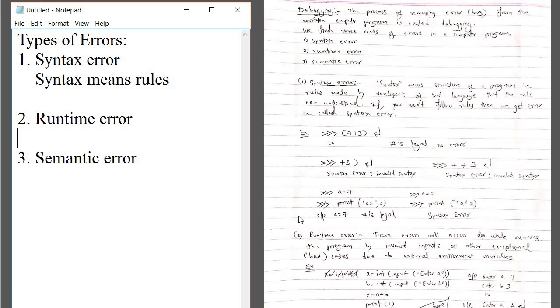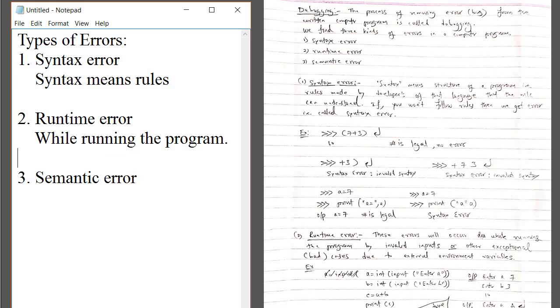Runtime error means what? As the name itself tells us, while running the program we get these errors. That means the written program is correct, but while running we get some errors. See these examples. The errors will occur while running the program by invalid inputs or other exceptional cases due to external environment variables. Look at these examples here.